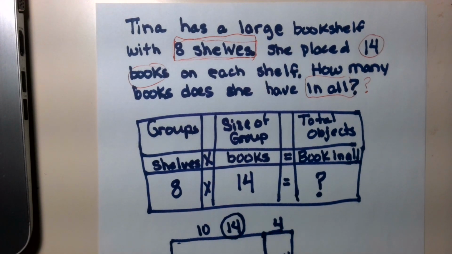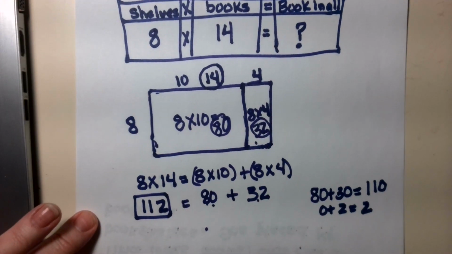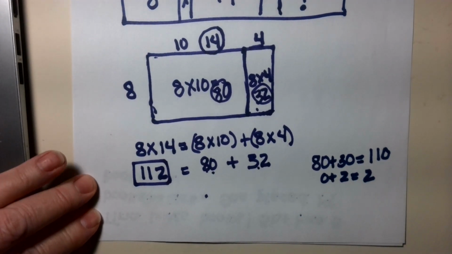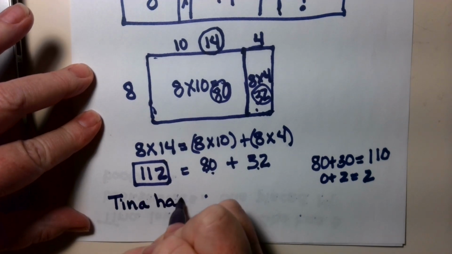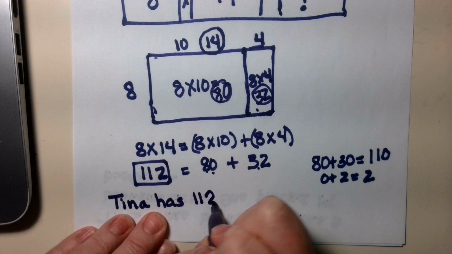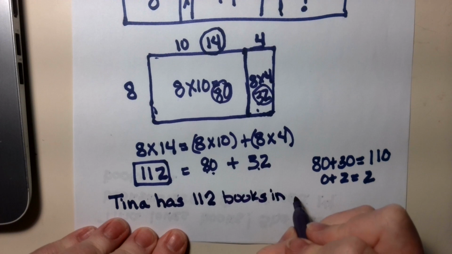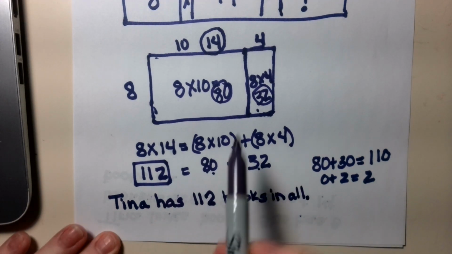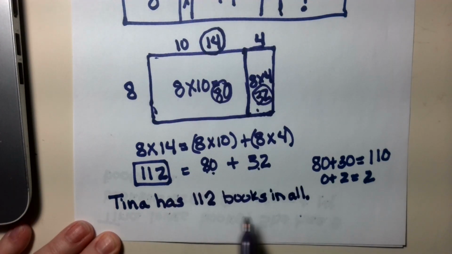Tina has a large bookshelf with 8 shelves. She placed 14 books on each shelf. How many books does she have in all? Please go ahead and pause and write your complete sentence answer. We'll see if it's similar to mine. All right, I'm going to write: Tina has 112 books in all. Do you see how I use those words right from the question? How many books does she have in all? Tina has 112 books in all.